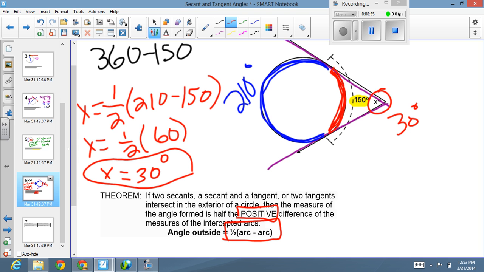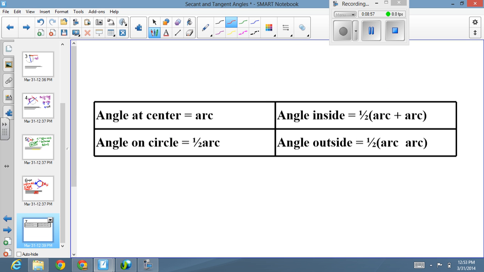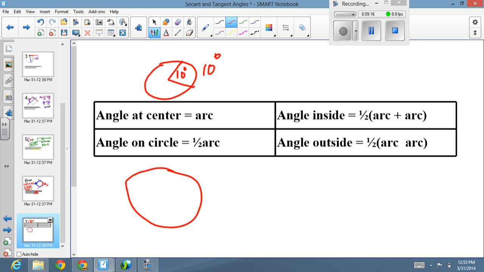Okay? So let's wrap all this up. There's 4 different ones you're going to see. You're going to see if the arc is at the center, well, that's the easy one because it's the exact same. That's like when we have a circle like this. If this is 10, this is 10. We have an angle on the circle that looks something like this. Well, if this is 10, then this over here is 20 because the angle is half of the arc.